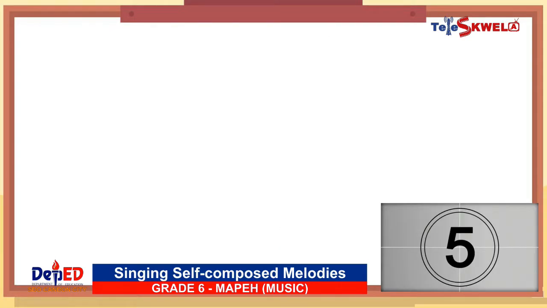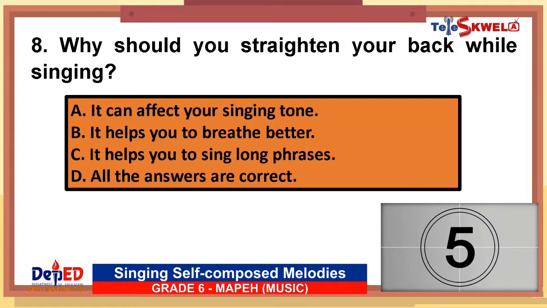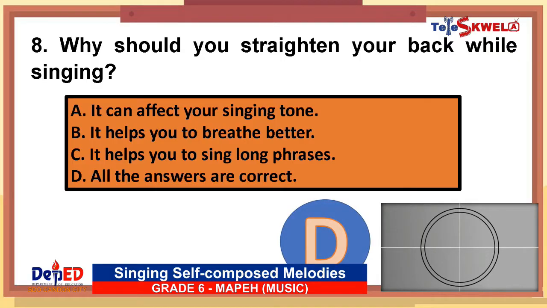Let's move on to number 8. Why should you straighten your back while singing? Choices are letter A, it can affect your singing tone. Letter B, it helps you to breathe better. And letter C, it helps you to sing long phrases. And letter D, all the answers are correct. Timer starts now. The correct answer is letter D. All the answers are correct.